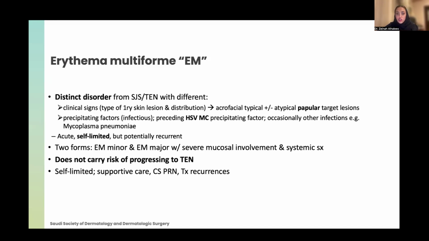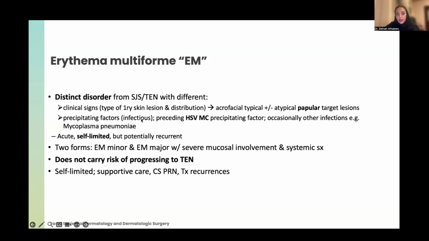So most people consider SJS-TEN as true drug eruptions, and with EM, your trigger is mostly going to be HSV. Very rarely it's medications. So why are we saying it's a distinct clinical disorder in terms of the primary skin lesion and distribution? Because with SJS-TEN, we said it's a targetoid lesion or an atypical target. With EM, it's a true palpable target lesion. Sometimes it can be atypical, but you're still going to have the palpable target lesion and obviously the distribution. So it's going to be more acrofacial: hands, elbows, knees. And in terms of mucosal involvement, both of them have mucosal involvement.